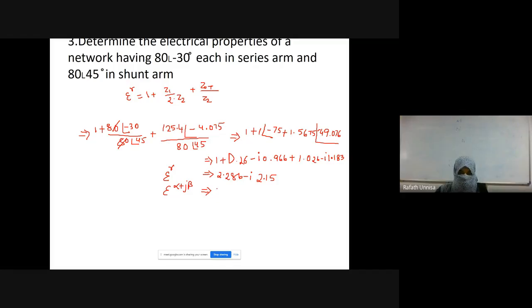Others, keep on entering your answers simultaneously, or if you are interested you can also speak by unmuting yourself. No restrictions for anyone, that one particular candidate only has to speak. Yeah, what is the polar form of 2.286 minus j 2.15?